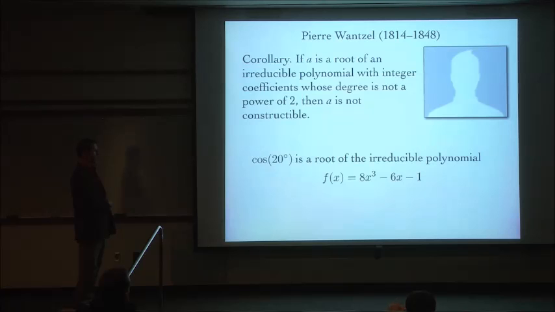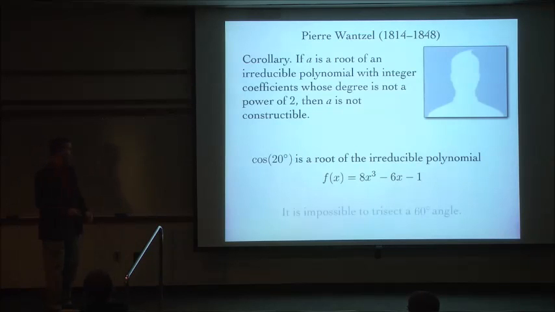3 is not a power of 2. Again, it's not too hard. You can show that this is irreducible, and therefore cosine of 20 is not a constructible number, right? So if cosine of 20 is not a constructible number, what angle can we not trisect? 60, right? So this shows us that it's impossible to trisect a 60 degree angle with compass and straight edge.